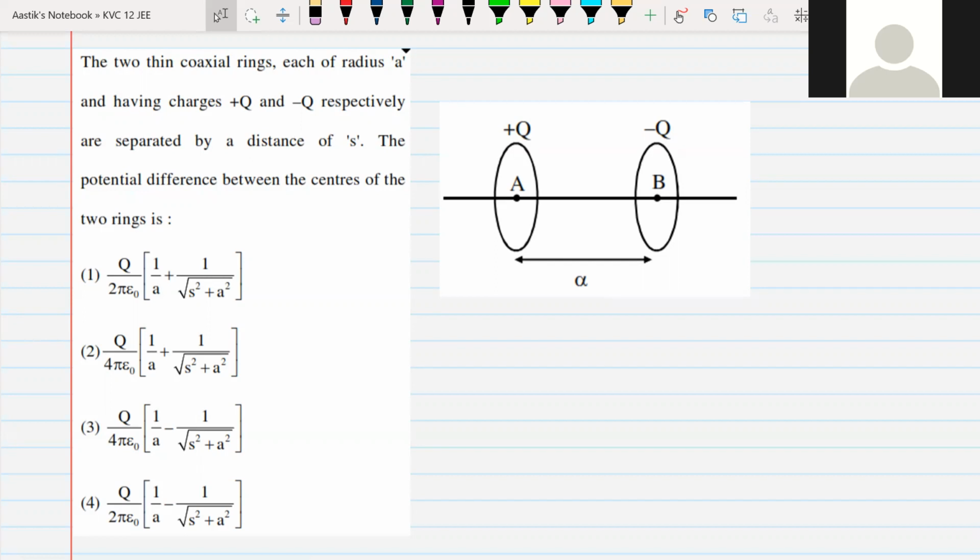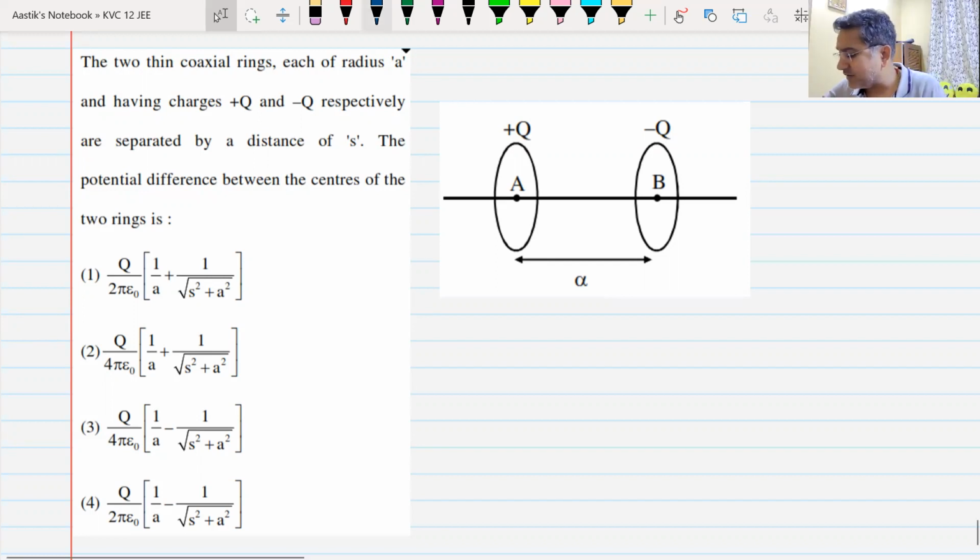Option D, sir. It has taken a lot of time, but I think the answer is correct. Option D. How do you get this? You call this point as A.